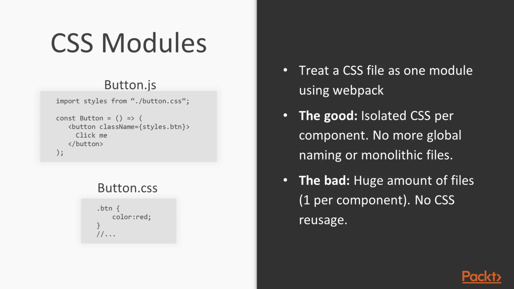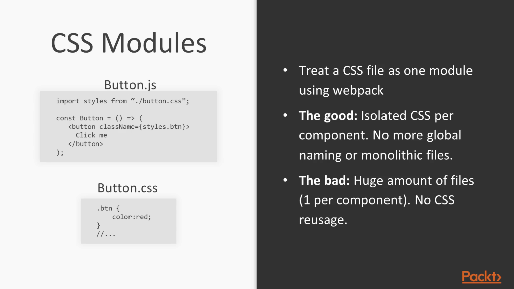When you import it, you get the styles as a regular JavaScript object that you can use to inject class names into your components, as you can see in the picture. The good part about this is that you will have isolated CSS per component. I mean, you will have a button.js and also a button.css file. So no more global namings or monolithic files, which is actually quite cool.